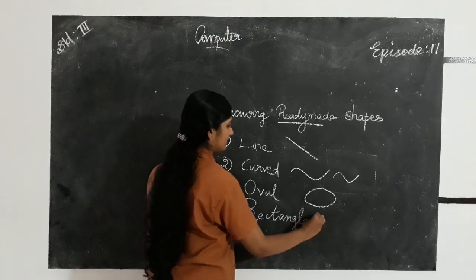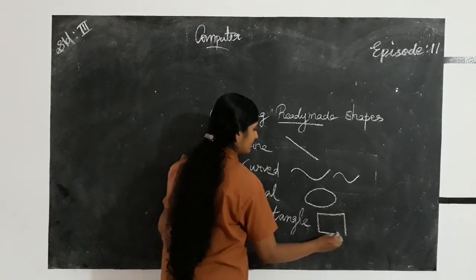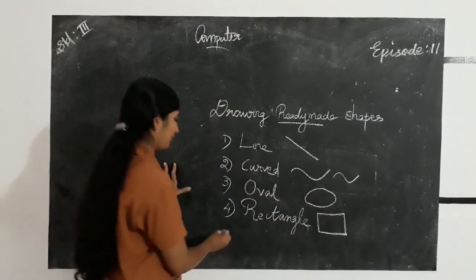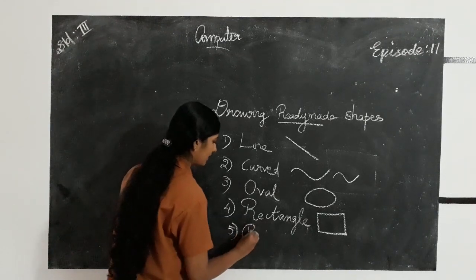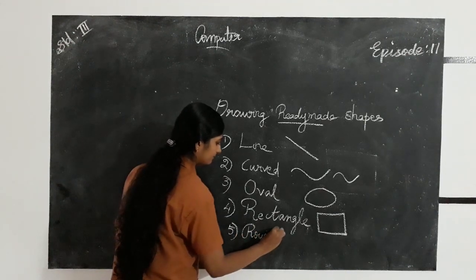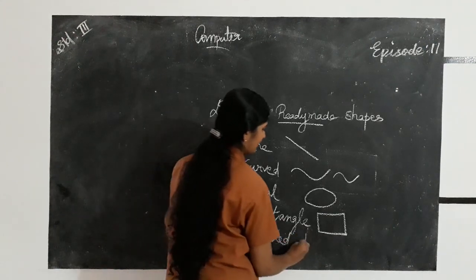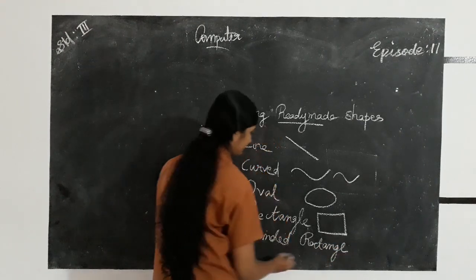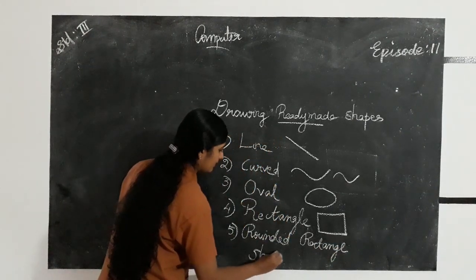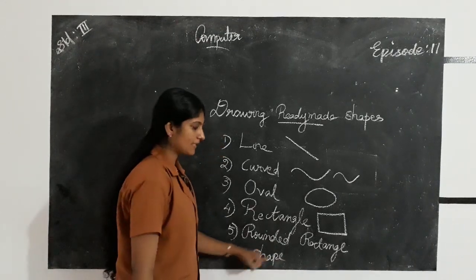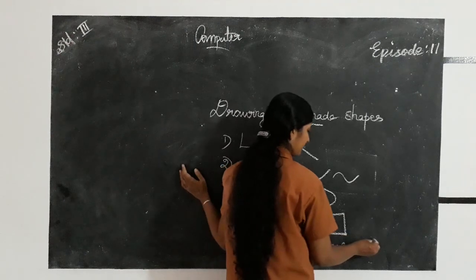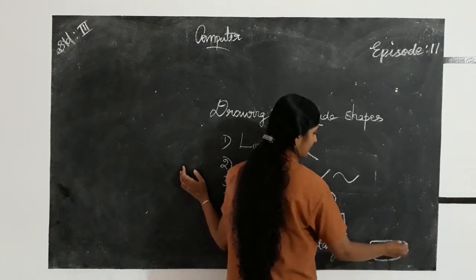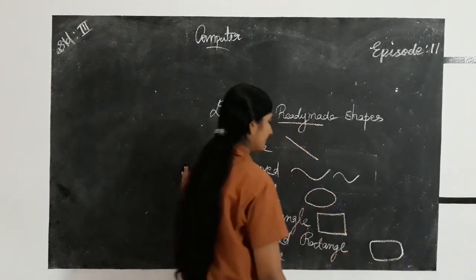R-E-C-T-A-N-G-L-E. Rectangle. So this is rectangle shape. Next is a rounded rectangle shape. Fifth one, rounded rectangle shape. So this is similar to rectangle, but the edge points are in round shape. So this is a rounded rectangle shape.